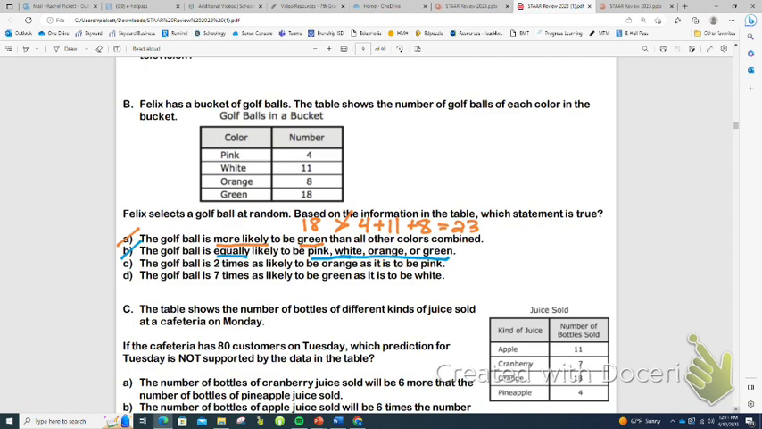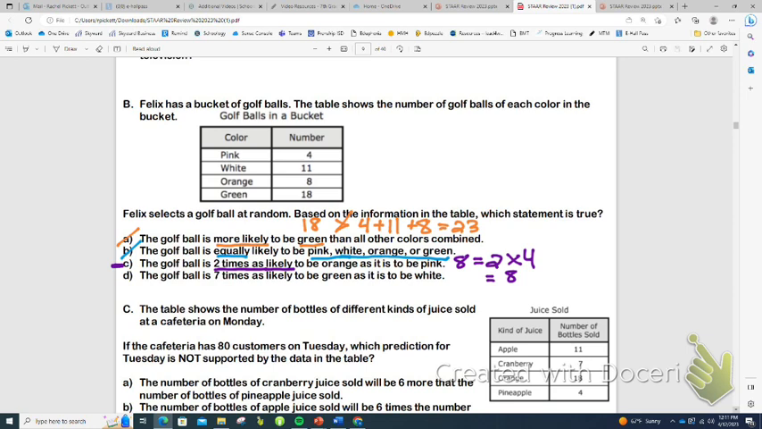C says the golf ball is 2 times as likely to be orange as it is to be pink. So that means that orange has to be equal to 2 times pink. Well, there are 8 oranges, and that would have to be equal to 2 times pink, and there are 4 pinks. Well, 2 times 4 is 8, so that is a true statement. 8 does equal 8. So that's probably our answer, but let's just check D to be sure.